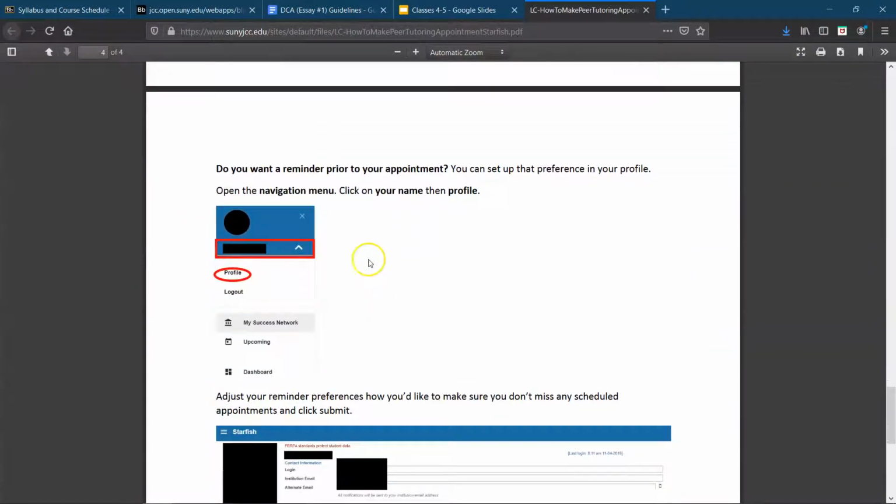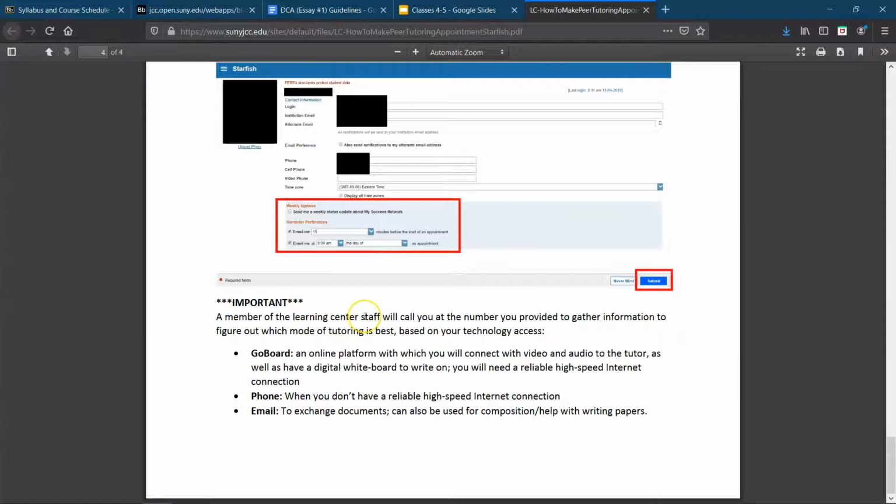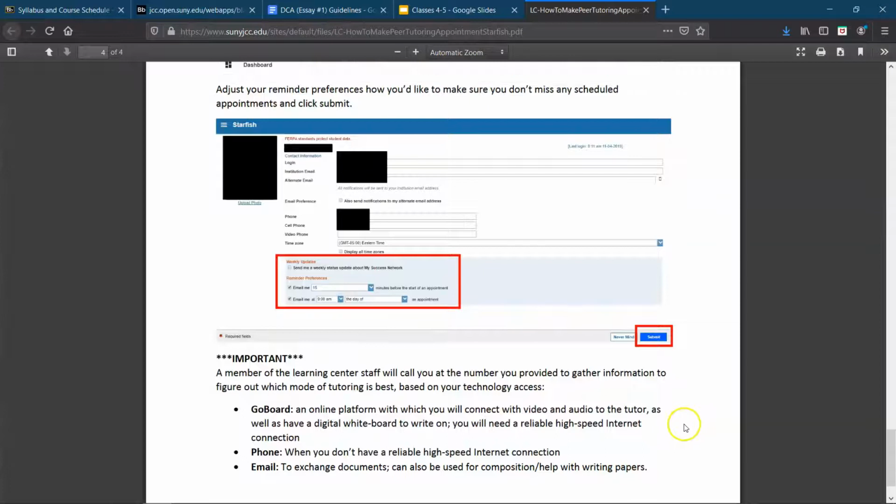So what do you want to do prior to your appointment? You can also send a reminder to yourself about when your appointment is set up for. So as a member of the Learning Center staff, we'll call you to gather information, figuring out which mode of tutoring is best for you based on your technology access. So phone is best when you don't have a reliable high-speed internet connection, or email to exchange documents, and can also be used for composition help with writing papers.